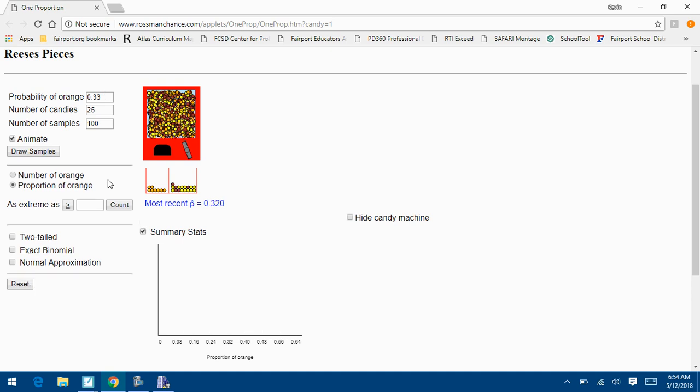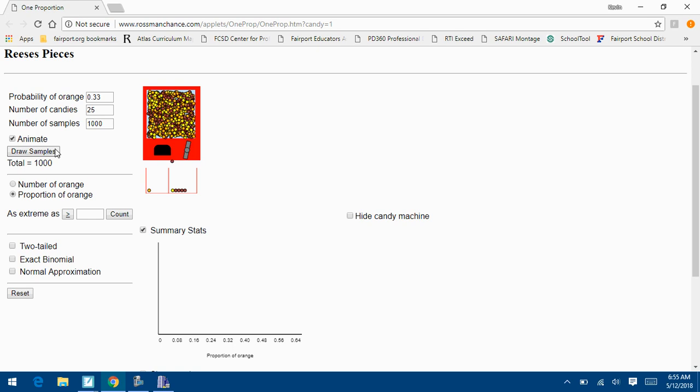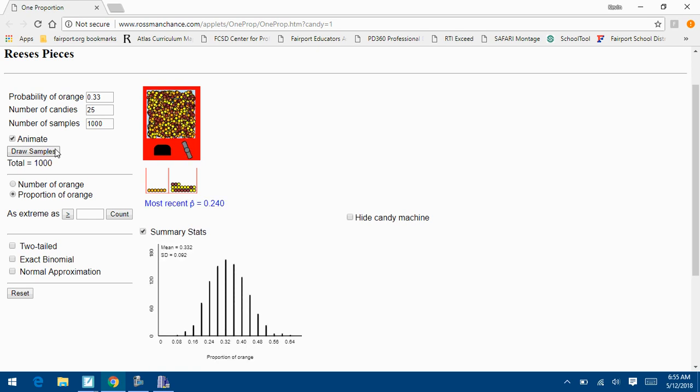Okay, well, what's going to happen if I do 1,000? Let's see. Okay, now the mean's 0.332. It's even closer to the actual probability. And the standard deviation's a little bit smaller. It was 0.1 before, and now it's 0.092. And if you look at the curve, it looks even more like a perfect bell curve.